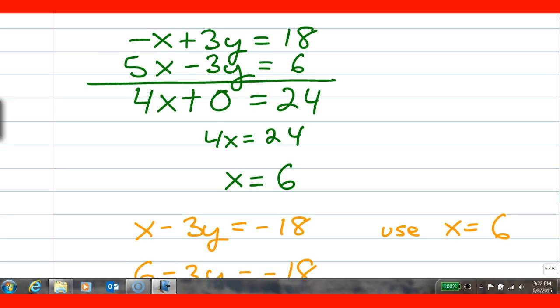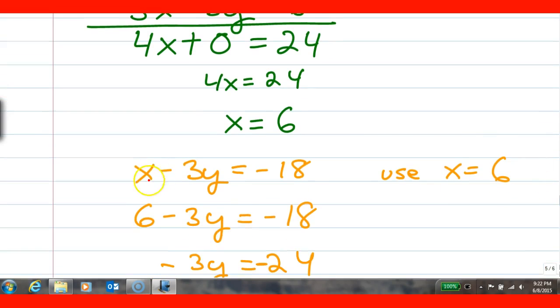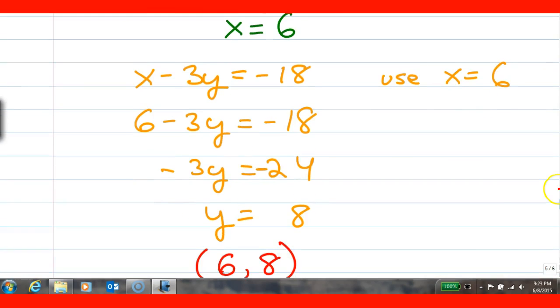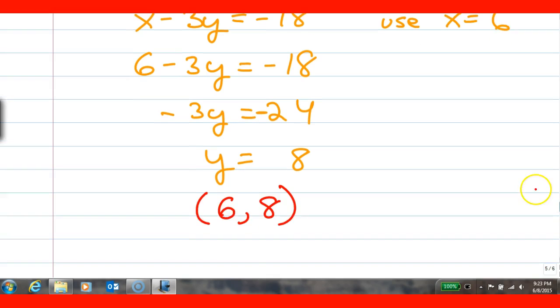Now I can come back and take the original first equation, negative x plus 3y equals 18, and use x equals 6 to find what y is equal to. I plug it in, I end up with 6 minus 3y equals negative 18. If I take the 6 and subtract it from both sides, I end up with negative 3y equals negative 24. Lastly, I'll divide by that negative 3, both sides. Negative 3 into negative 24 makes an 8. So now I know what y is. So x was 6, y is 8.